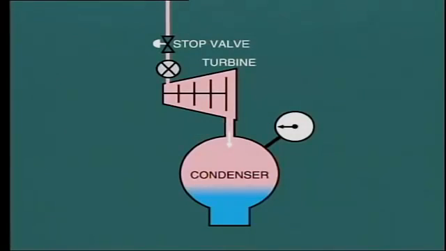On a condensing turbine, we expect the back pressure in the condenser, and therefore at the turbine exhaust, to be between 1 to 3 inches of mercury, depending upon the actual cooling water system.